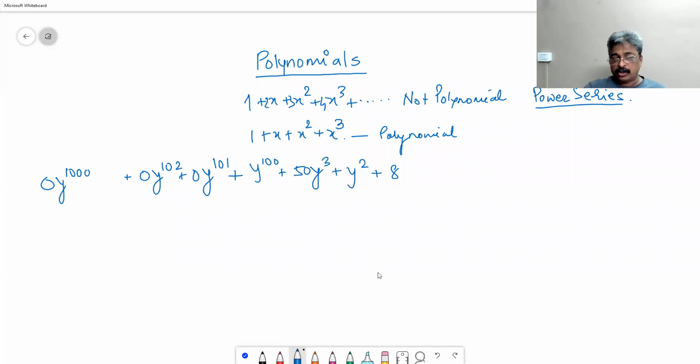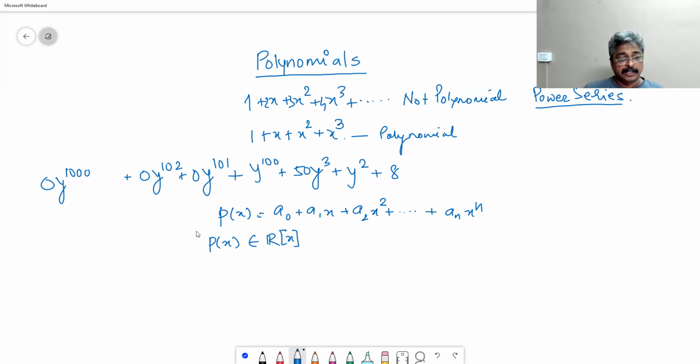Do you understand? So normally polynomials are written in this form: p of x is equal to a0 plus a1x plus a2x square plus something like plus an x raised to n. An expression of this kind is a polynomial, and we say that the polynomial p of x belongs to R of x. P of x belongs to R of x. What does this mean?